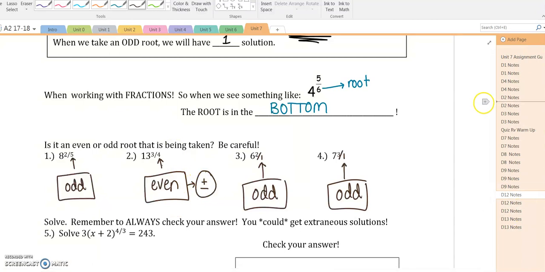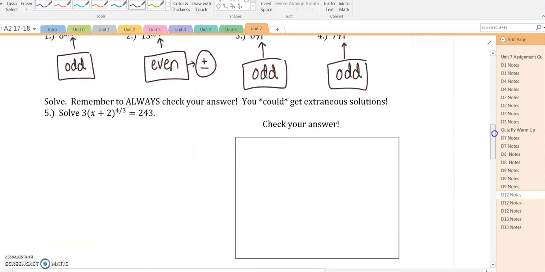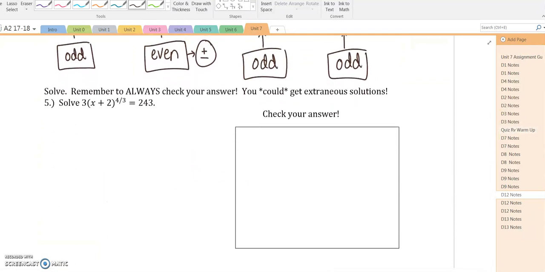Alright, let's try some solving. So we're going to solve these problems. It says, remember to always check your answer. That's what we're going to do in this box over here. And you could get extraneous solutions. That's why we check. Okay, so the order we kind of go in for these solving problems is reverse PEMDAS. You might have heard that before. So reverse PEMDAS is SADMEP.